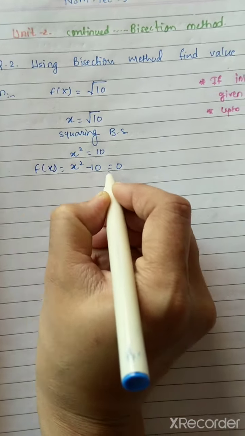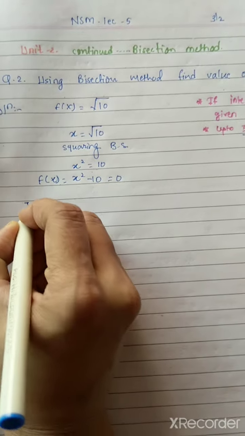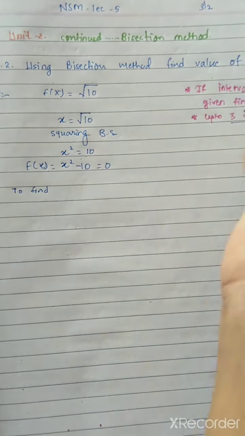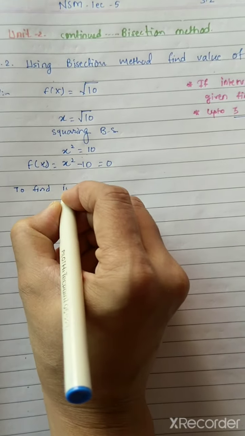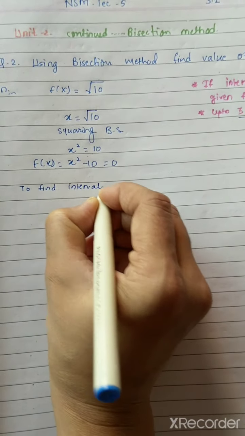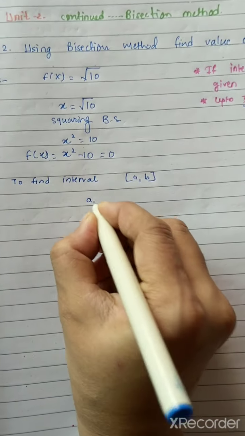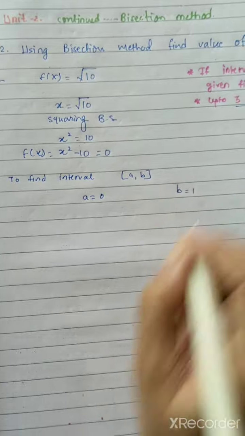So we now have the polynomial f of x as x square minus 10 is equal to 0. And now we have to find the interval. This is an extra step which we are going to do here because the interval is not mentioned. So to find the interval a comma b, first we'll start with a is equal to 0 and b is equal to 1.